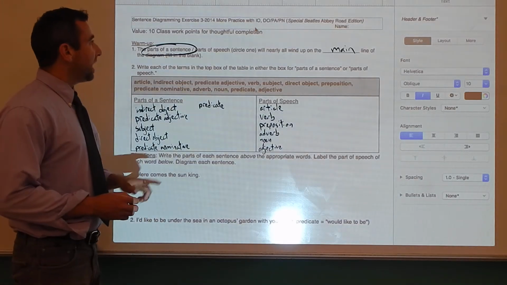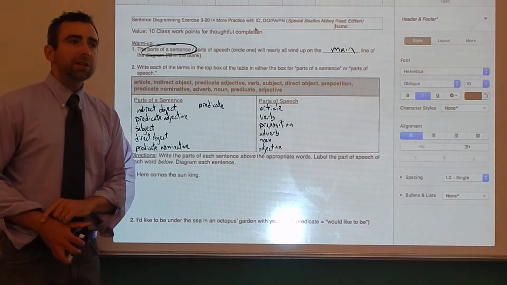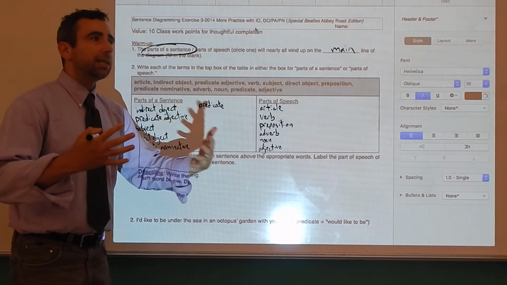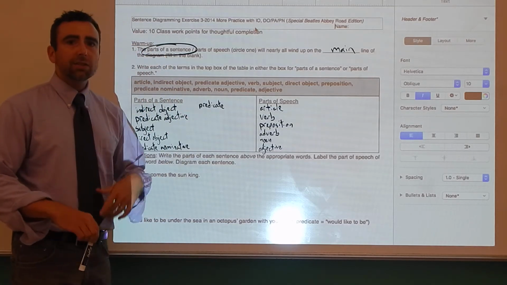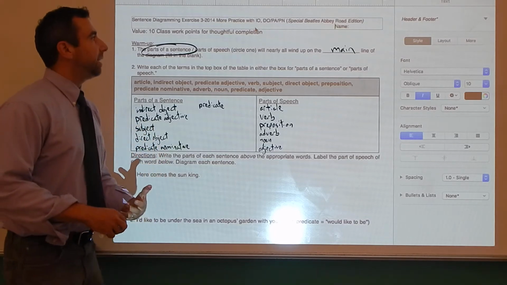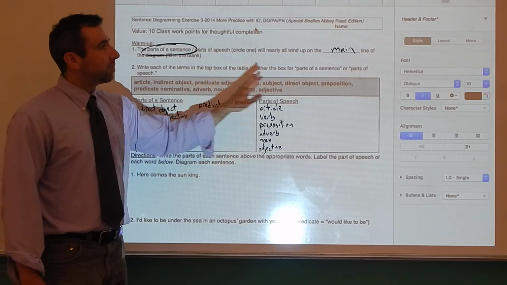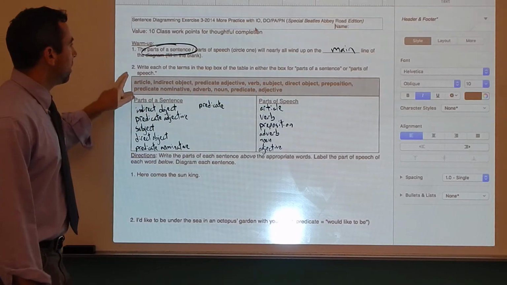The parts of a sentence will nearly all wind up on the main line of the diagram. The parts of the sentence are super important because that's how the sentence works. It's the skeleton of the sentence. It's the most important parts. It's the meaning. That's where the meaning is, or most of the meaning is. And all the parts of sentence go on the main line of the diagram. A little bit of thinking coming at you there.